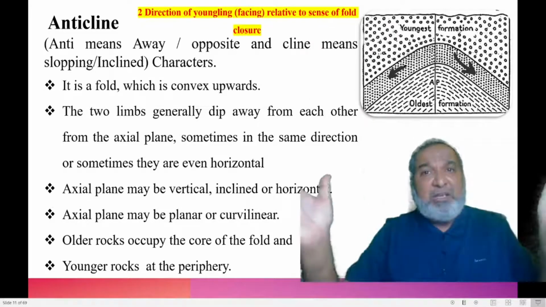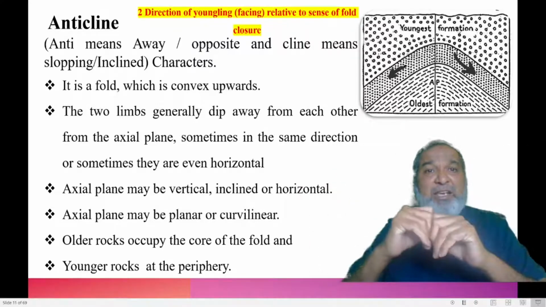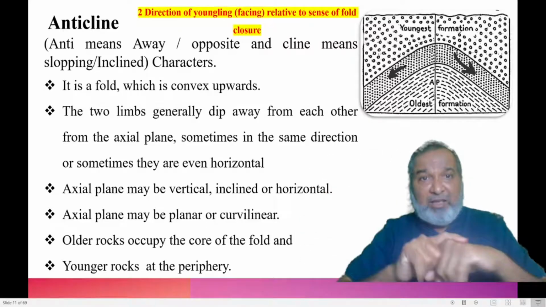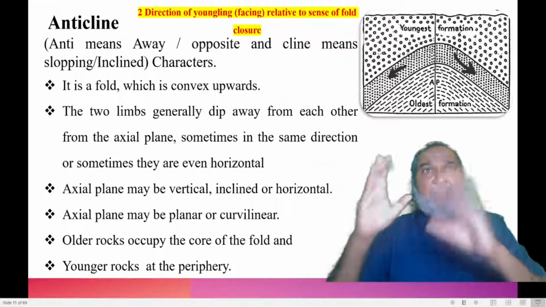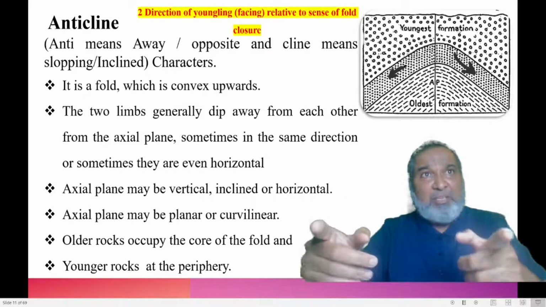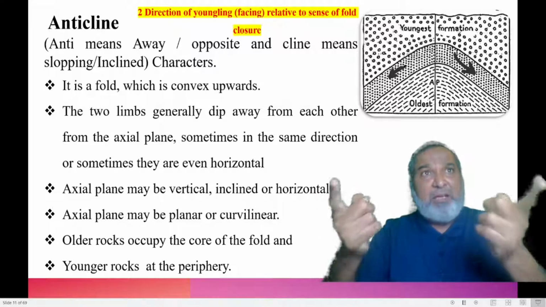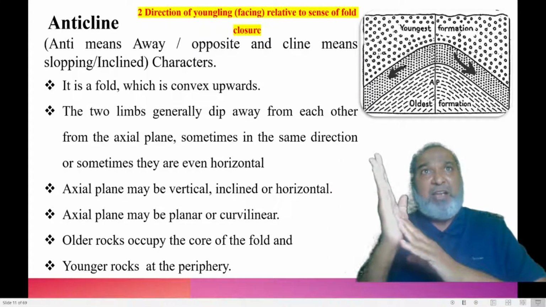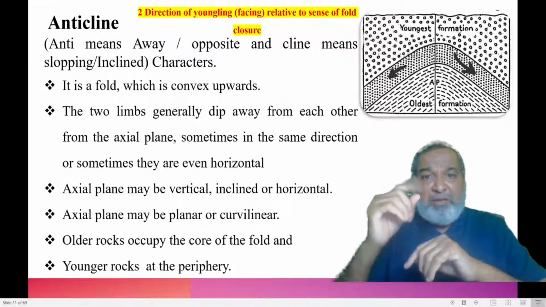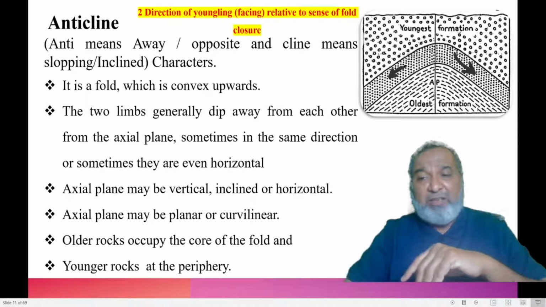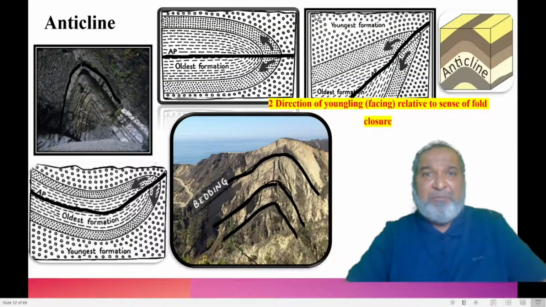These are the important points regarding the anticline. Limbs are dipping in the opposite direction. That is the first point. Second, convex upward, or upward arching. Limbs are dipping opposite from the axial plane. Next point, older formation at the center, younger formation at the periphery. Axial plane is vertical, inclined, or horizontal. Axial plane may be planar or curviplanar. If these points are there, then that fold will be called an anticline. Earlier we have seen the vertical plane.